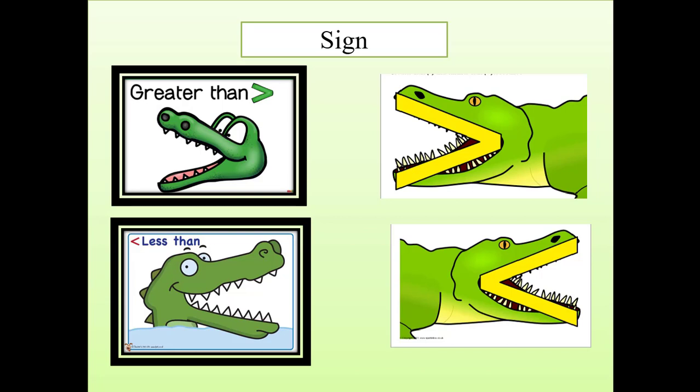Here we use the mouth of an alligator to represent the symbol. Imagine the alligator always wants to eat the larger number. So whatever number the mouth is open towards is the larger. Okay, so in our first picture, the alligator mouth is open to the left side, that means it is greater than. And in the second picture, the alligator mouth is open to the right side, that means it is what? Less than sign.